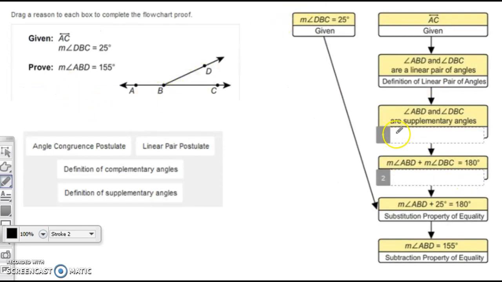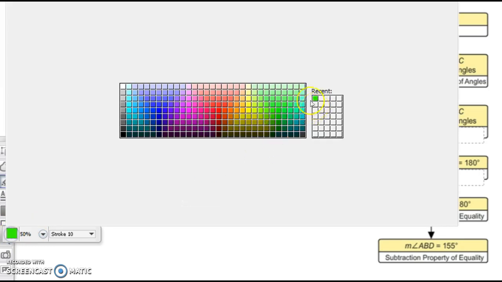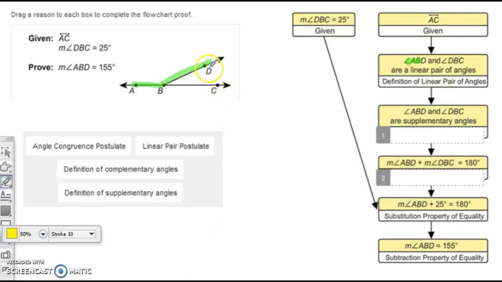Alright, so in this one we want to fill in these two blanks. So again, it's a flow chart proof. So let's start from the beginning and go in order. Alright, so we started off with AC. We're given segment AC. And then it says angle ABD. Let me highlight these. ABD is the green one. And DBC, that's the yellow one.